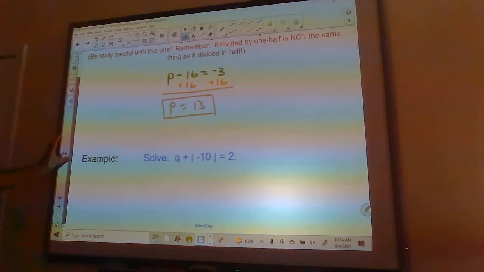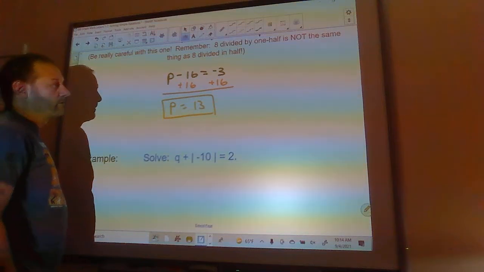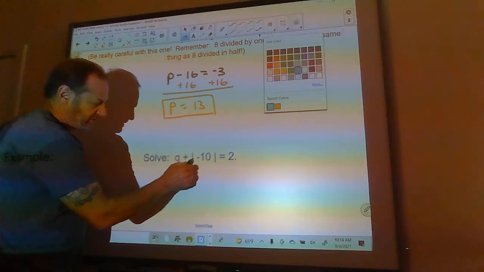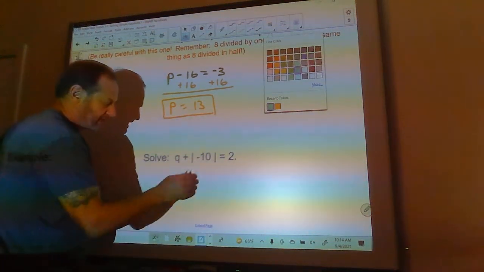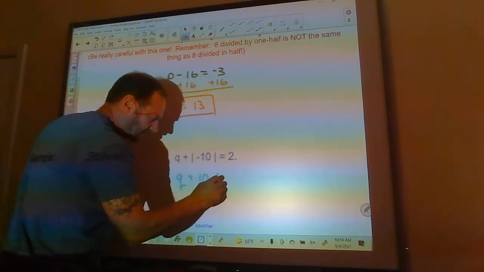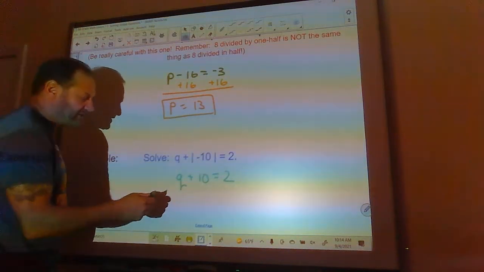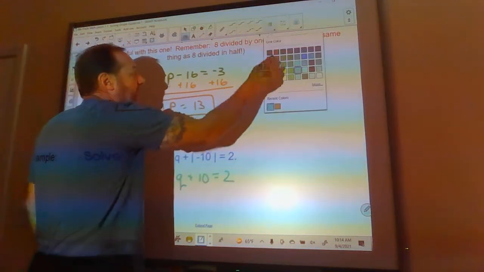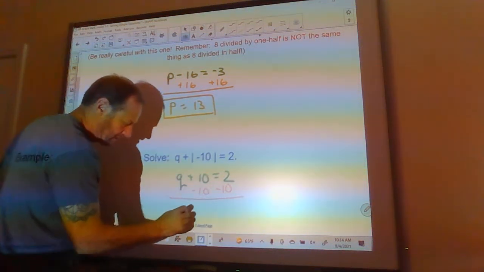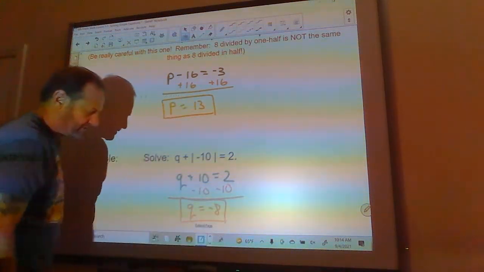Okay, here's another one. Solve Q plus the absolute value of -10 equals 2. The first thing we're going to do is find out what the absolute value of -10 is. The absolute value of -10 is just +10. So this is Q plus 10 equals 2. Now this is easy because I just have one step left. I'm going to go ahead and subtract my 10 from both sides. And I get Q equals -8. Box around my answer.